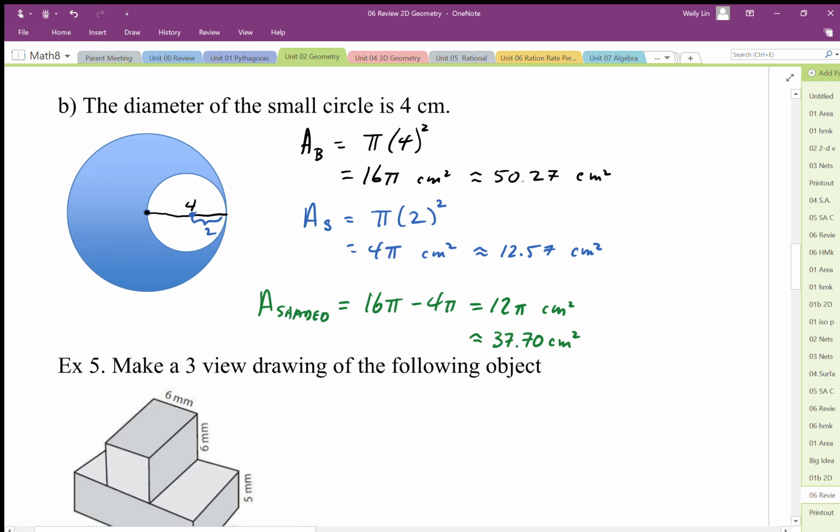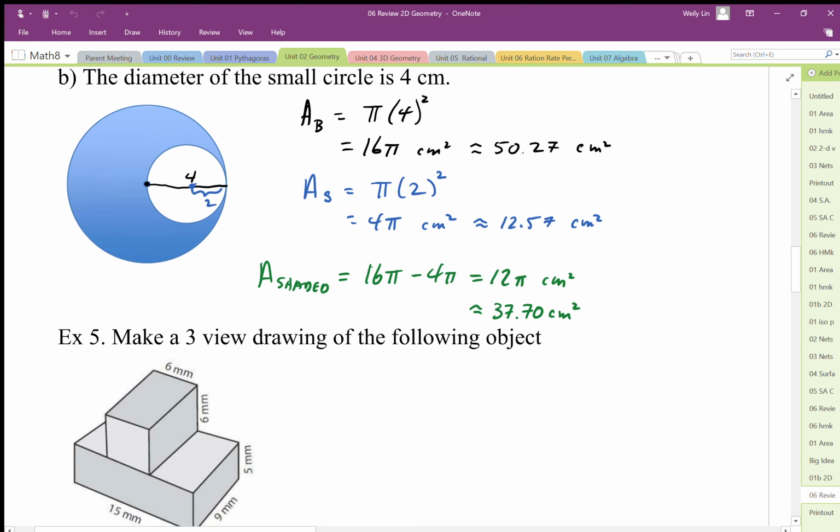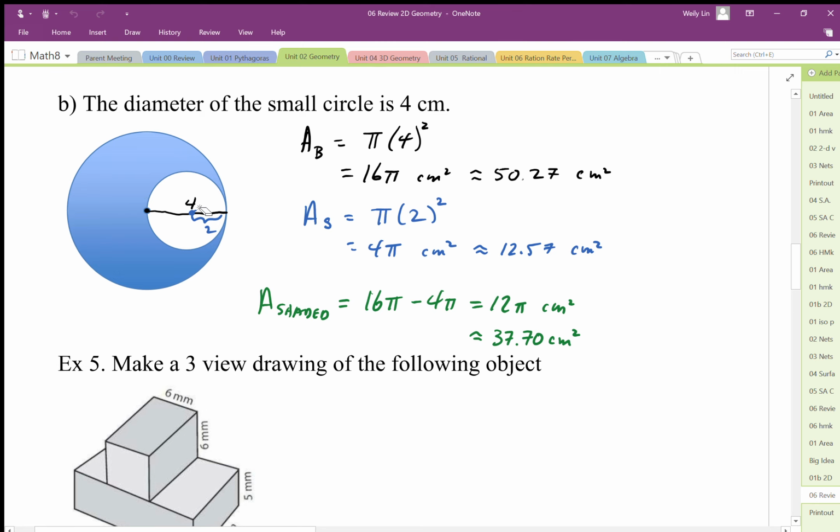Now, one way we can think of this as well is that this small circle has exactly half the diameter, so it should be a quarter of the whole circle. So if I were to take 3/4 of the big circle, the original circle, that would also give us the same answer. 3/4 of 16 pi is 12 pi, and that would give us the shaded area. So that's another way we can do it if we understand this relationship between length and area.